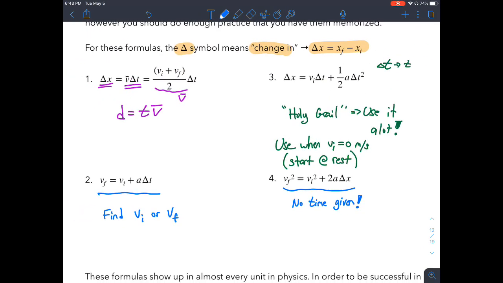Okay, so you put all these things together, you need to get really comfortable and know exactly how to use each one of these equations and when you should use each one.